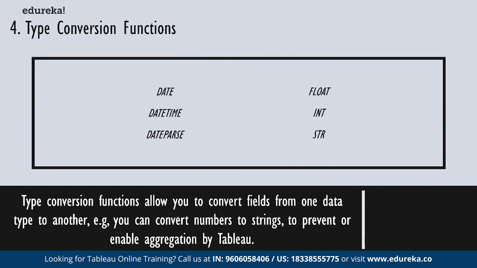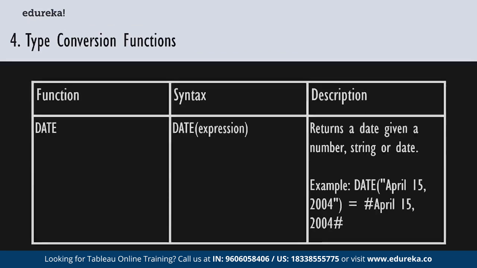Next, we have type conversion functions. Now, why do you use these functions? Type conversion functions allow you to convert fields from one data type to another. So basically, you can convert numbers to strings, such as age values, so that your Tableau will not try to aggregate them. So let's move on to our first type conversion function.